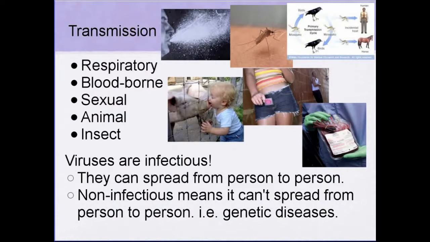So how are viruses transmitted? How are they spread? Well, they can be spread through the respiratory tract, and that's typically how you will get the flu and cold. They can be blood-borne. They can be through sexual contact. They can be through close contact with an animal, or they can be from the bite of an insect, or even the bite of an animal. So viruses are infectious, and infectious means that it can spread from person to person. A non-infectious disease means that it cannot spread from person to person. For example, genetic diseases or cancer.